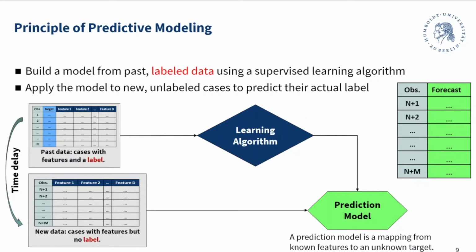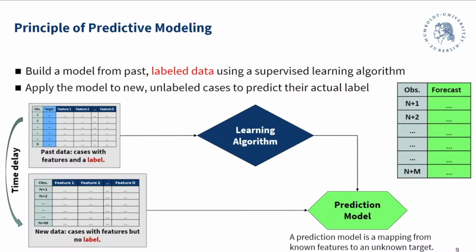A prediction model, as I wrote, is a mapping from known features to an unknown target. Mathematically, you could write that down as a mapping function from the space of the independent variables or the attributes to the space of the target. Well, I opted for the picture, but this mapping, it's the same idea.